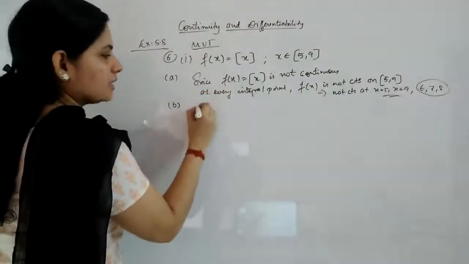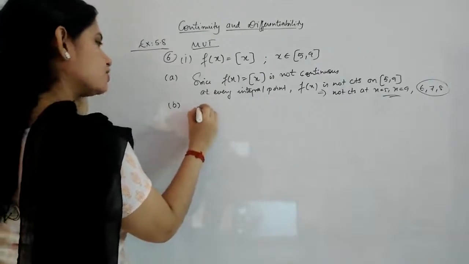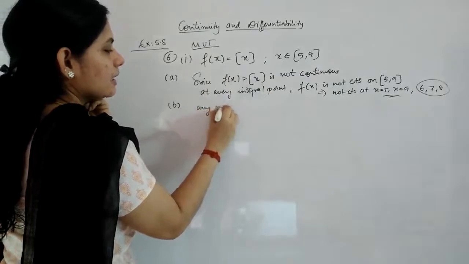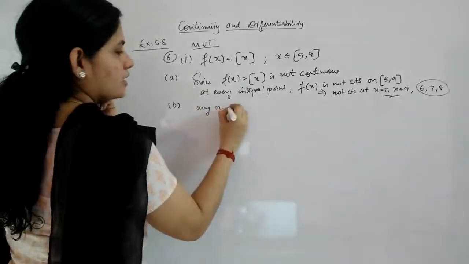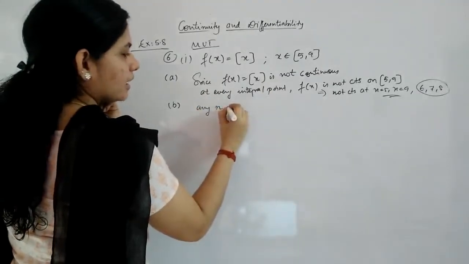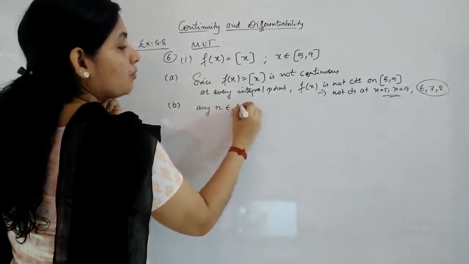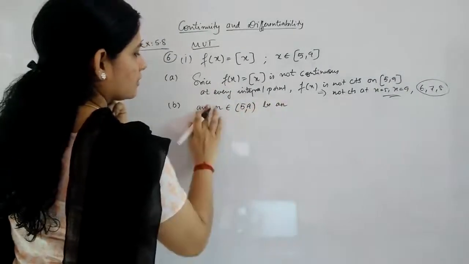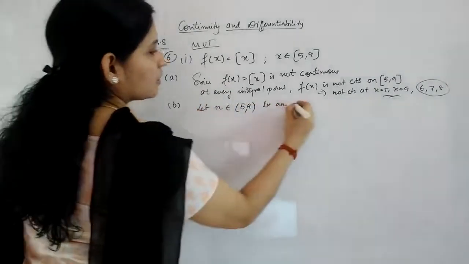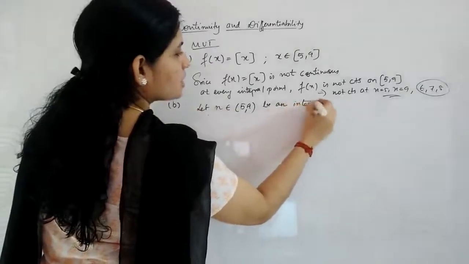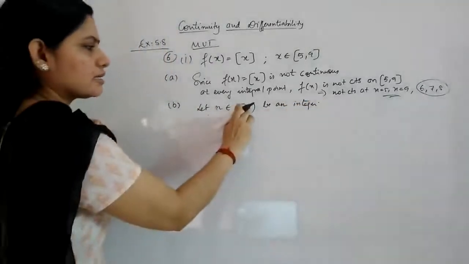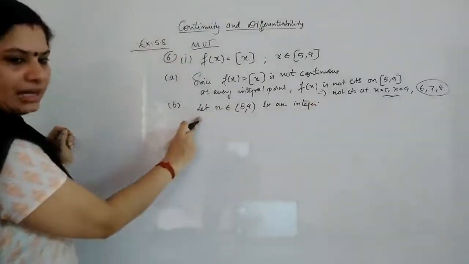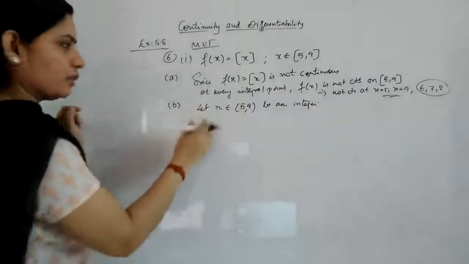And for differentiability, it should be checked in the open interval. So we are taking any integer. Let n be any integer which belongs to the open interval 5, 9. So it can be either 6, 7 or 8. We are not checking separately, we are just checking in general for n, and that will be the case for all the 3 points.